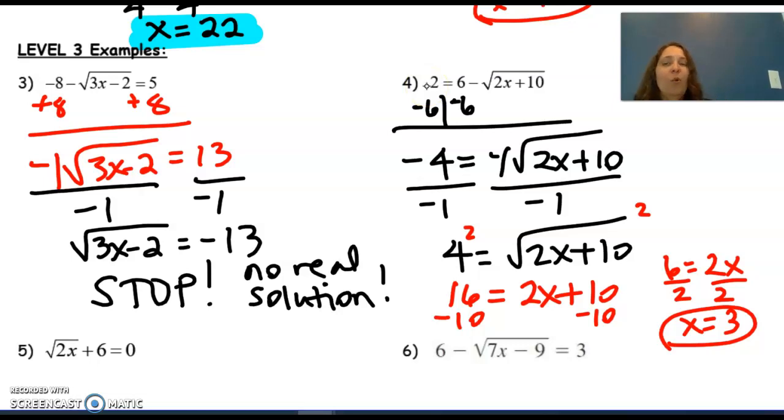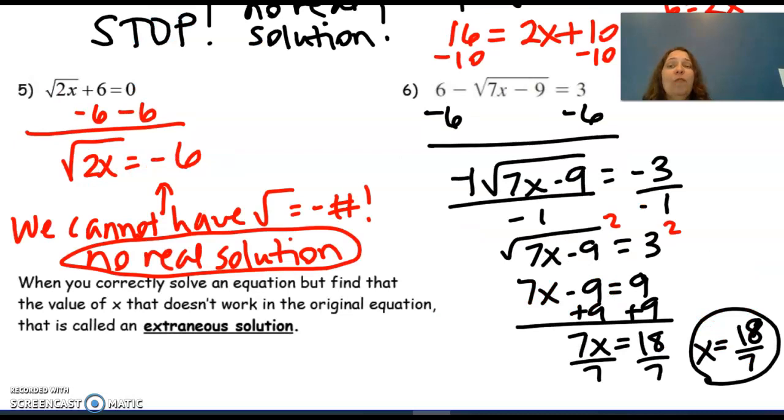Numbers 5 and 6 are more like that. I'm going to go ahead and show my work, but take a few minutes and try them on your own, please. Please take a moment and check your work for both numbers 5 and 6. You should end up with no real solution in 5 because we ended up with a radical equals negative, and that's not allowed. Again, if we were to go ahead and solve that question, you would get a value for x, but it would be considered an extraneous solution because it doesn't work in the original problem. Number 6, you should end up with x equals 18/7. Take the time that you need to look over any work, and let's move on to the next slide.